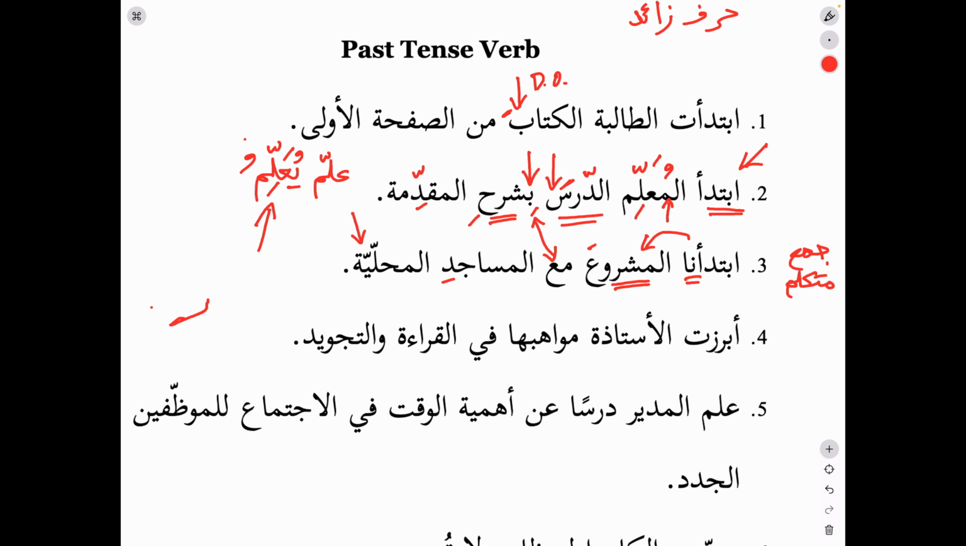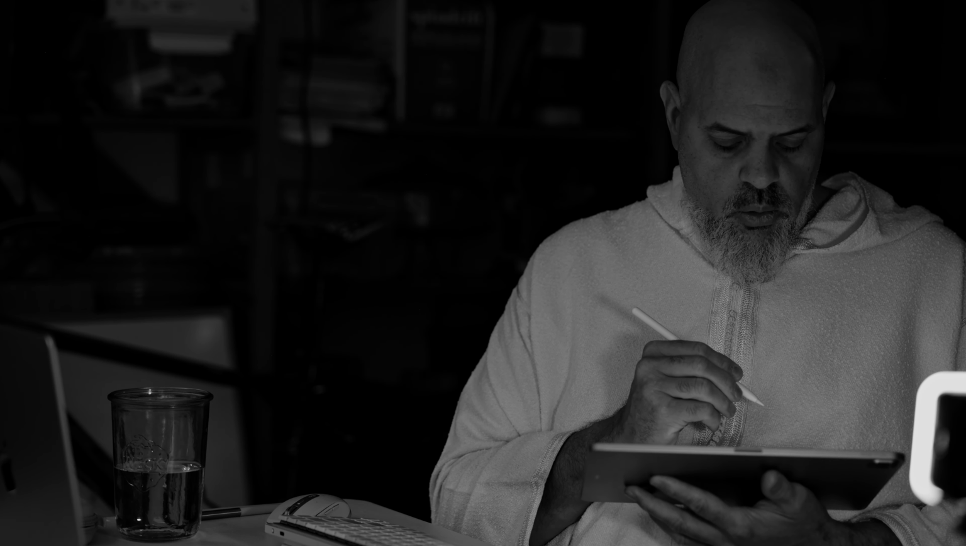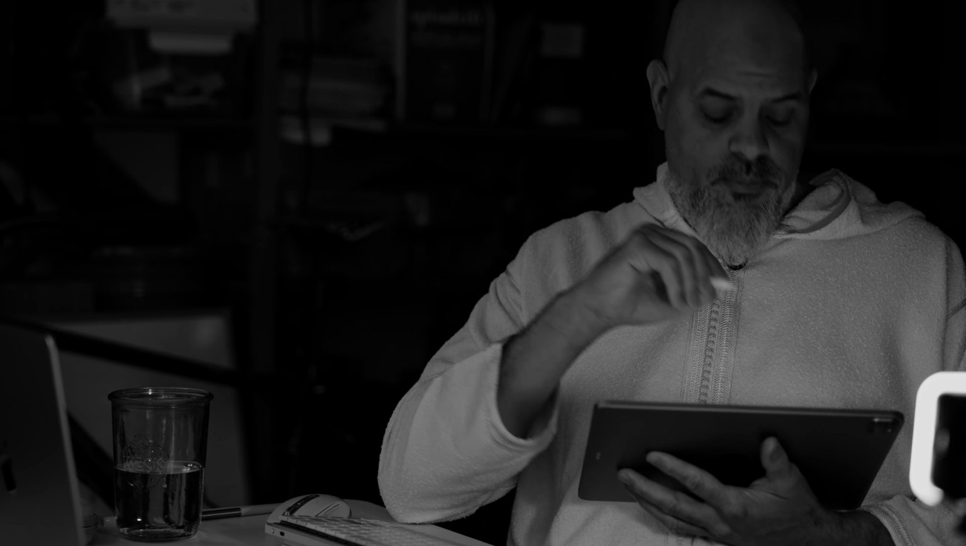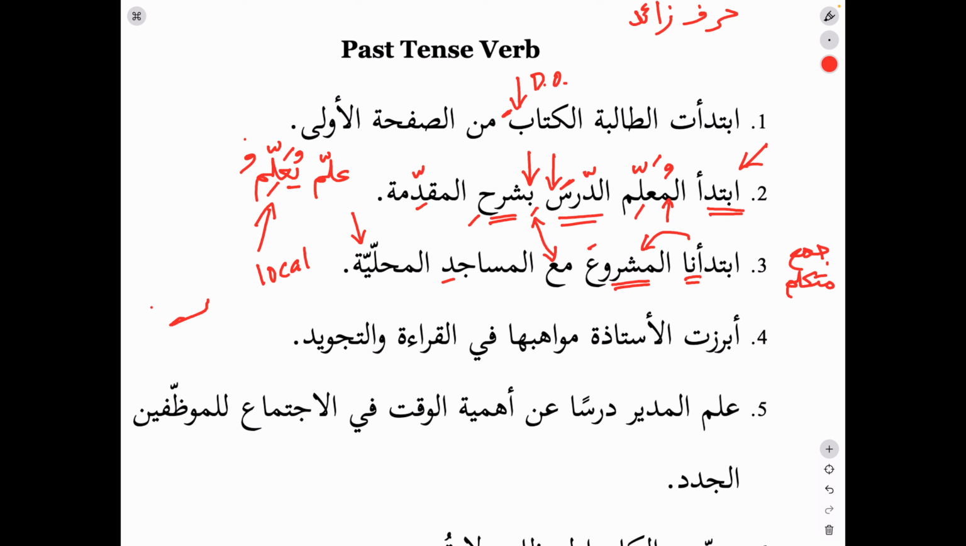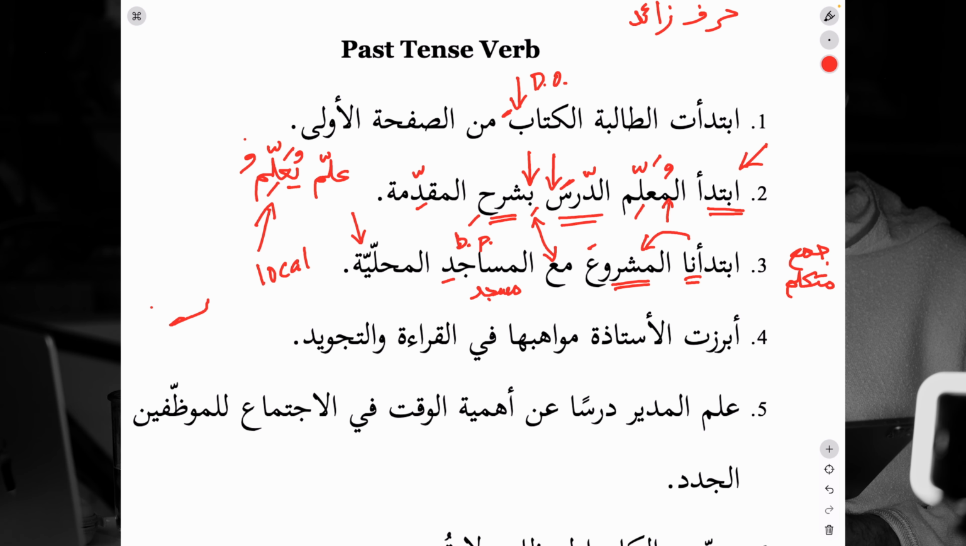So what does this word, this is a new one, this is the word for local. So mahalli, when it is mudhakkar, and mahalliya, when it is mu'annath, when it is feminine. So because masajid is a broken plural, masjid is a masculine word, but masajid is feminine. That's a rule, right?